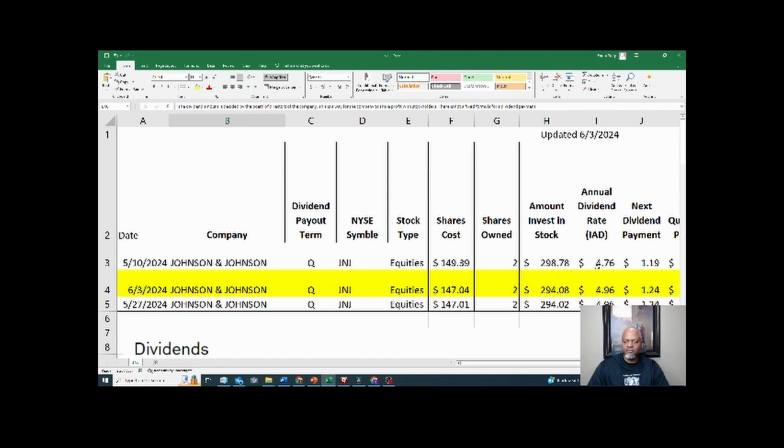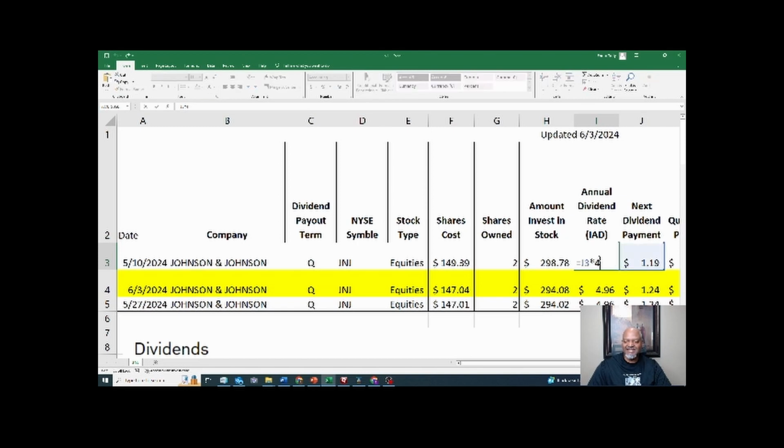Annual dividend was 4.76. The next dividend payment would have been $119. I did make a mistake. The annual dividend is for the 4 times they pay you, because it's a quarterly payment. That's what it means by this row here, dividend payout terms. Q is for quarterly. So over 4 quarters, the 119 is supposed to add up to the 476. As you can see, it's that times 4, and that's what gives you the 476.